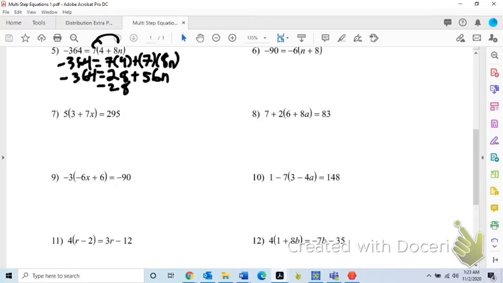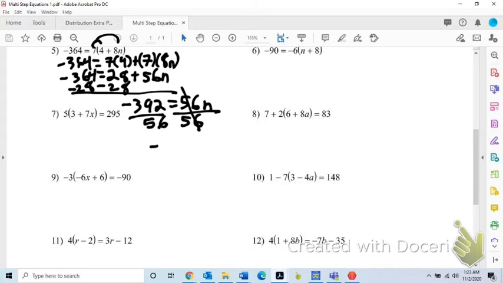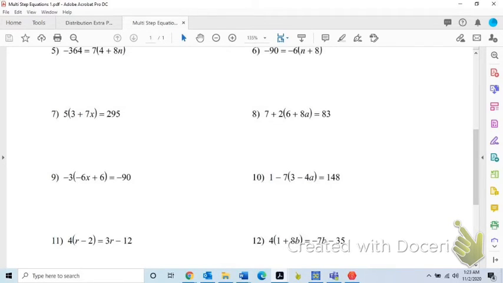Got to get rid of those numbers, so we're going to start off by subtracting 28 from both sides. That gives us negative 392 equals 56n. Divide both sides by 56. And we get negative 7 equals n. Number 6, go ahead, hit pause again. Let everyone work through that.